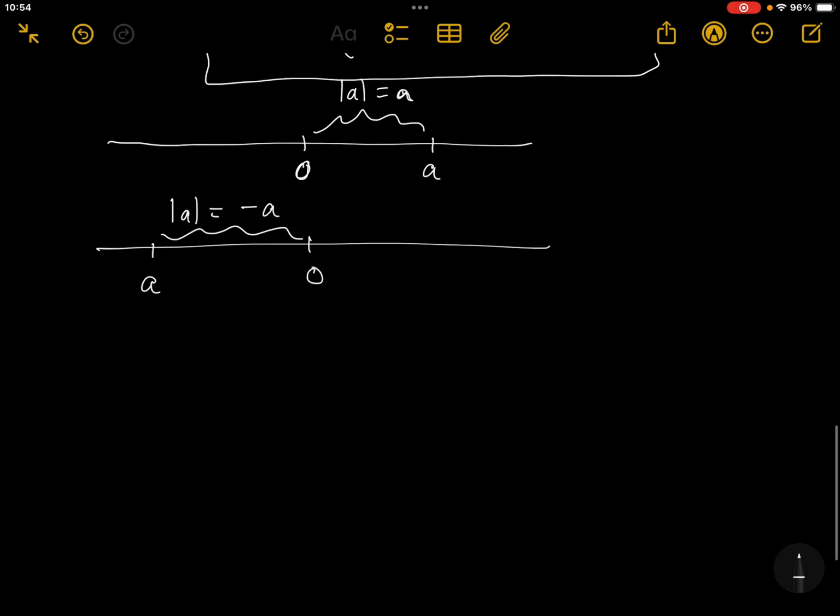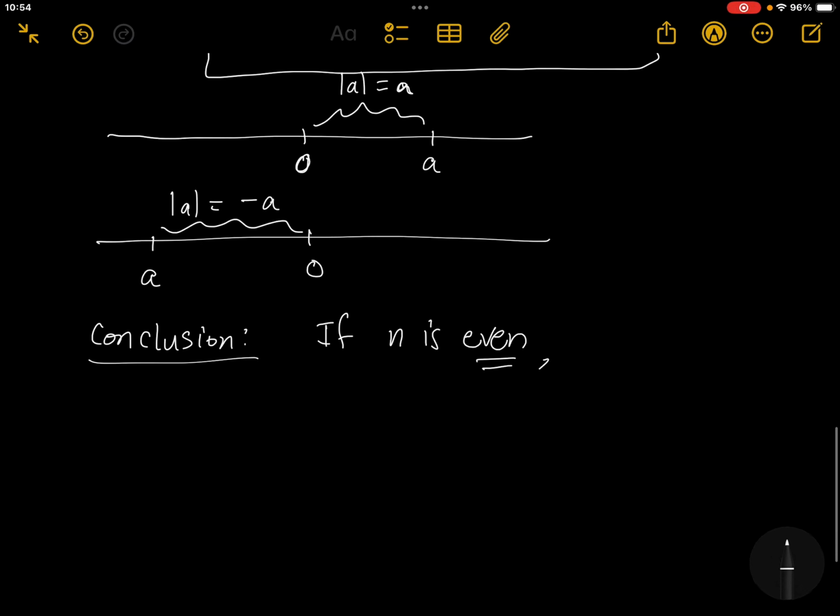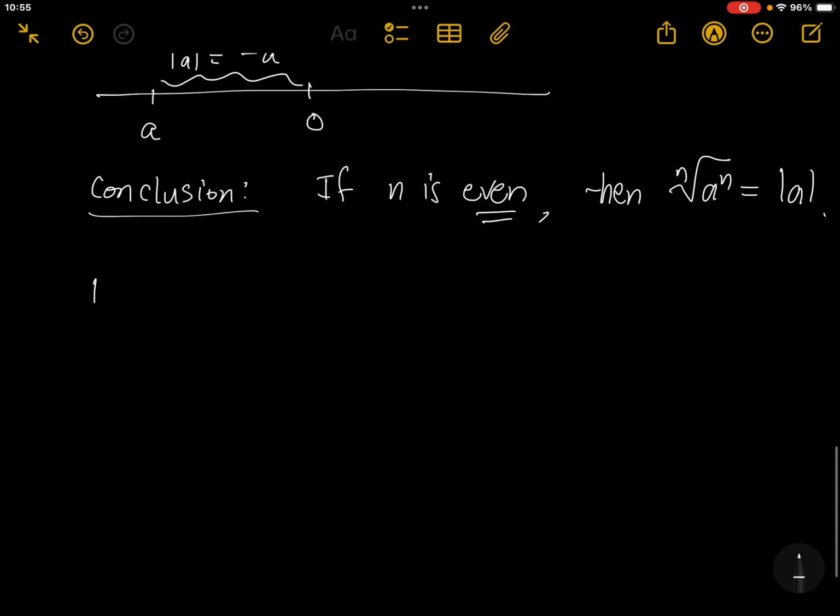So let's write that down. The conclusion is that if n is even, then the nth root of a to the n is just equal to the absolute value of a. For example, let's say that x is a number and you want to simplify the square root of x plus 6 quantity squared. This is going to be the absolute value of x plus 6.